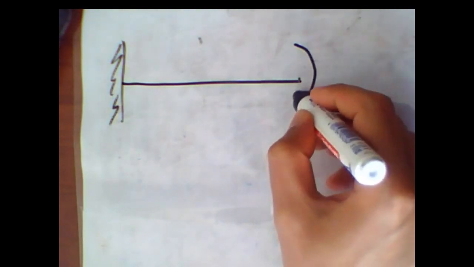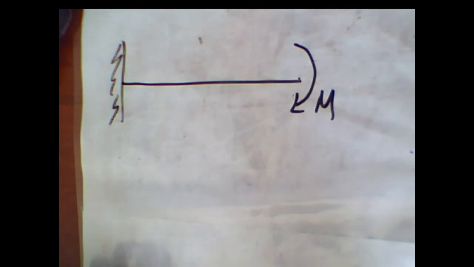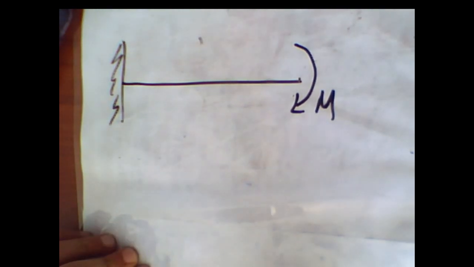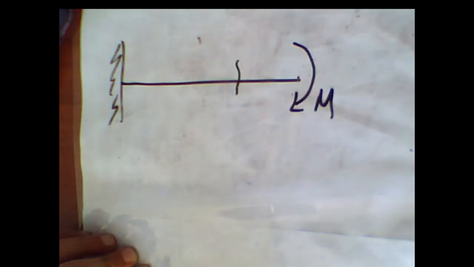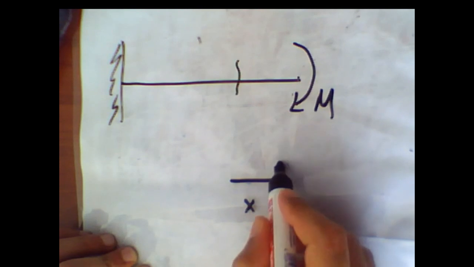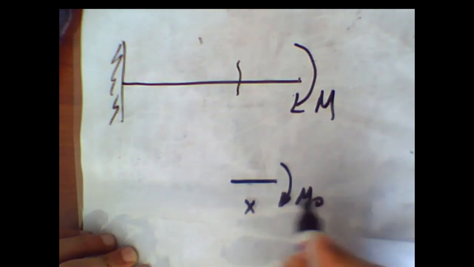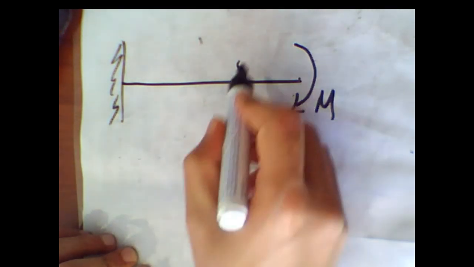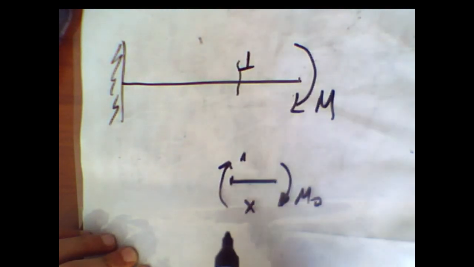And this is the moment in here. In order to get the moment diagram, I want to take a cross section anywhere of the beam. So I want to define this X. This is the M0, this is the internal moment, in this direction. Okay, so I want to define this point as 1.